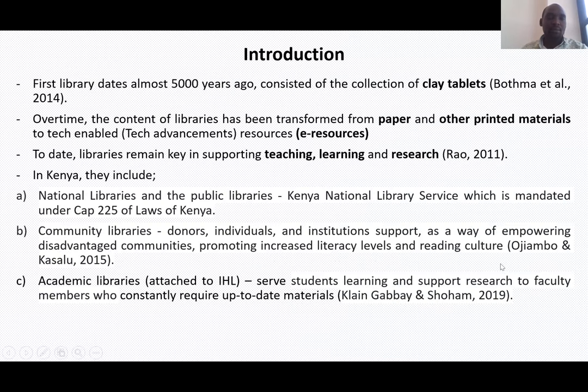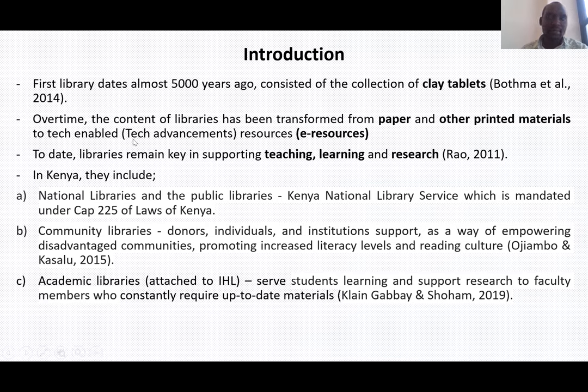So we understand that the first library actually dates almost 5,000 years ago. And the first collection was majorly clay tablets. But over time, the content of these institutions or libraries has been transformed to paper and other printed materials. And currently, with the latest technological advancements, we are seeing technology-enabled resources, which we refer to as e-resources or electronic resources. In view of this, libraries still remain key in supporting the three activities that normally take place in institutions of higher learning. These are teaching, learning, and research.